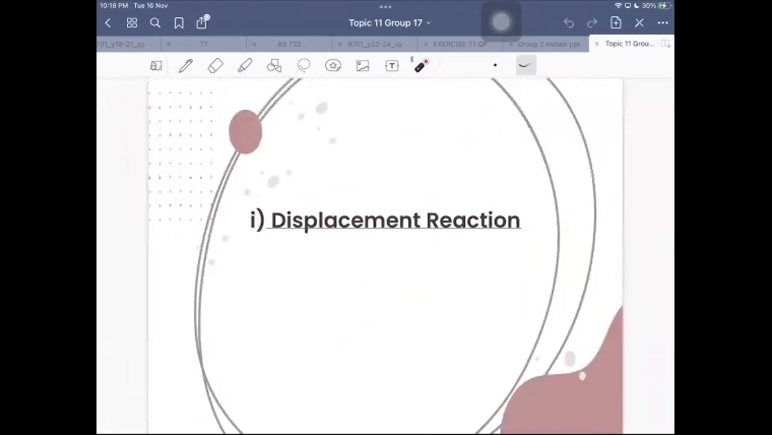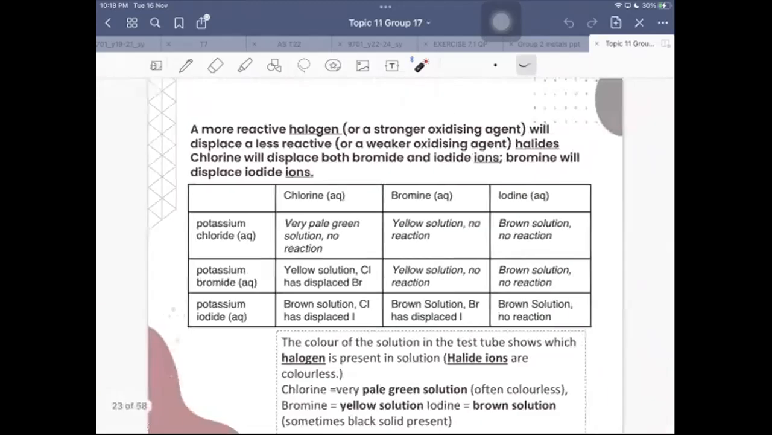Next, we move on to the first reaction to show the reactivity, the decreasing oxidizing power of these halogens in a displacement reaction. So I'm not going to go into details of a displacement reaction, as I'm sure you have learned this already previously, okay? So the idea of displacement is a more reactive halogen will displace, another word for displace is replace, a less reactive halide.